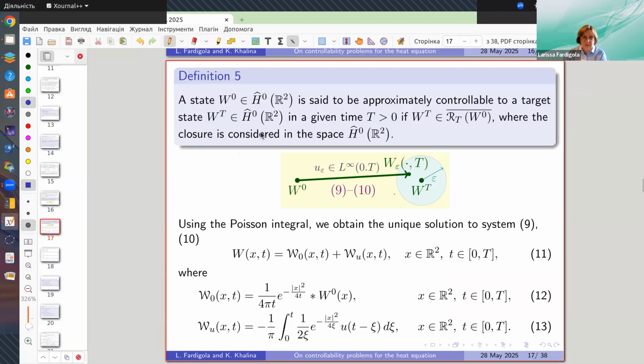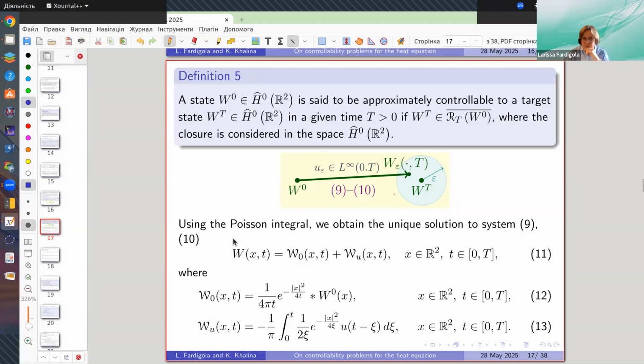Another definition is the definition of approximate controllability. Here we want to steer, we want to drive our initial condition W0 to an arbitrary neighborhood of WT. Evidently, for each neighborhood, we should choose an appropriate control U that depends on this neighborhood.